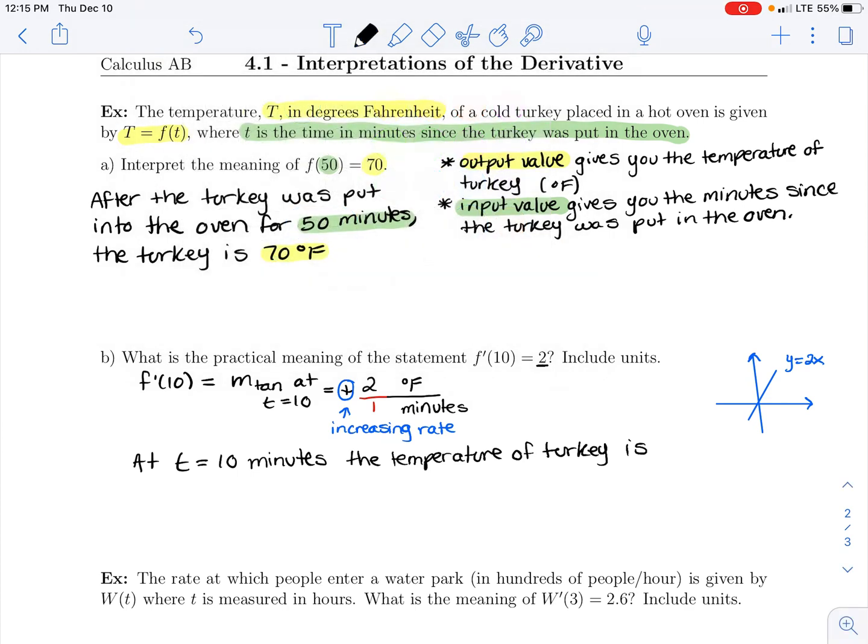Okay, and so now I'm going to say the temperature of the turkey is increasing at a rate of 2 degrees Fahrenheit per minute.